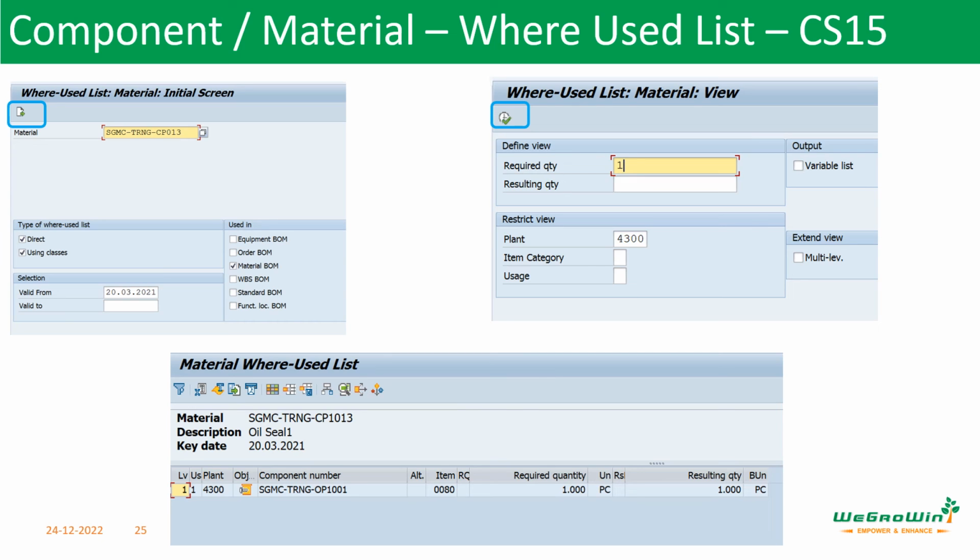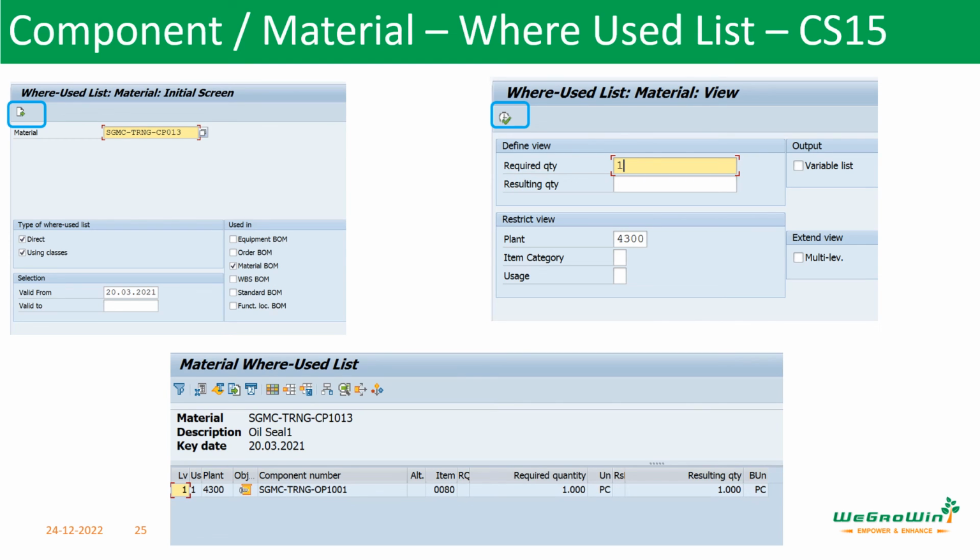So this component CP013 is used in this SGNC training component output here, OP1001. One piece is required to produce one product. The required quantity and the resulting quantity are also 1. We can see both results here. So you are seeing how much quantity is used, and using this, how much of the product you are producing that you are searching for. That also we can see.